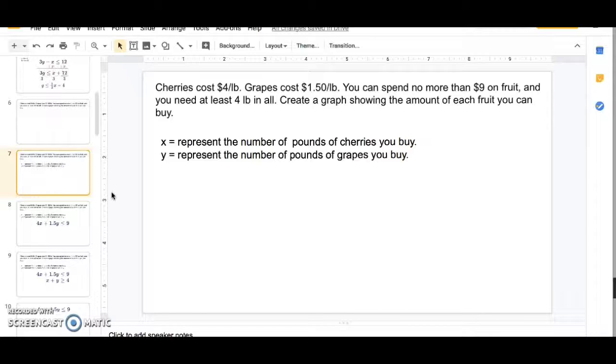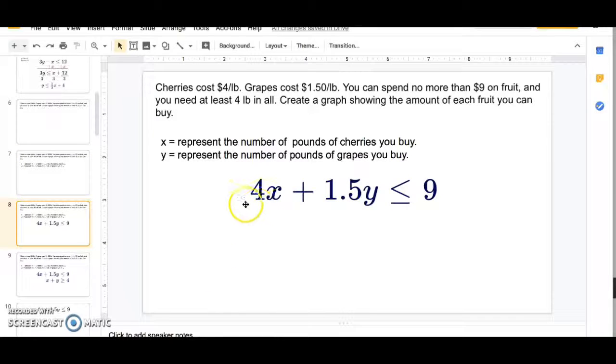So now I multiply $4 times the amount of cherries, so that's 4x. I multiply $1.50 times the amount of grapes, and that's 1.5y. Adding them up gives me the less than or equal to 9. So again, 4 times the amount of cherries plus $1.50 times the amount of grapes is less than or equal to $9. Okay. For my second inequality, we're told that we need 4 pounds in all.